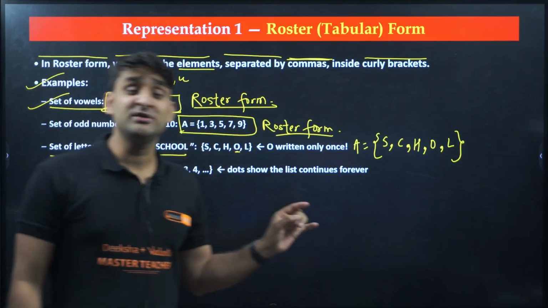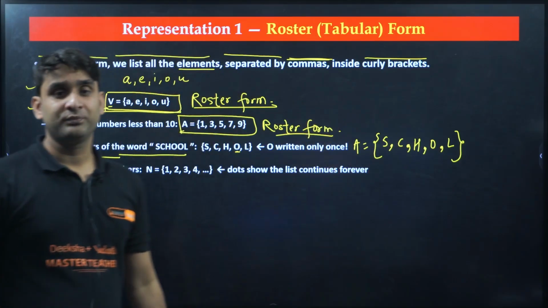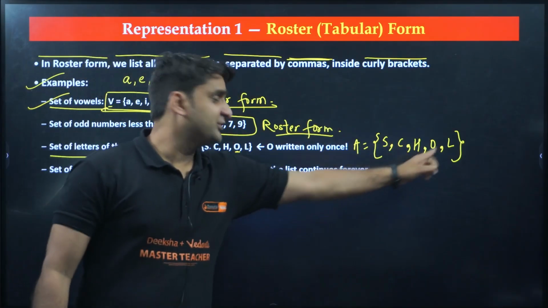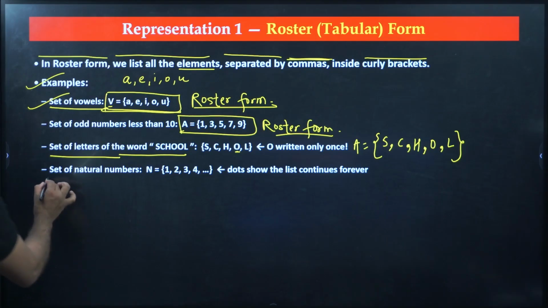If the repetition is there, only one element will come when you are writing the roster form. So this is called roster form. Moving ahead, set of natural numbers.